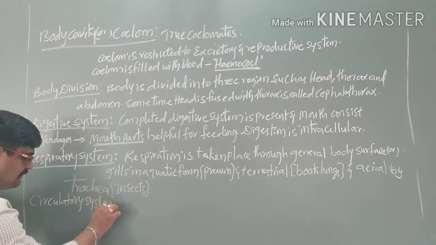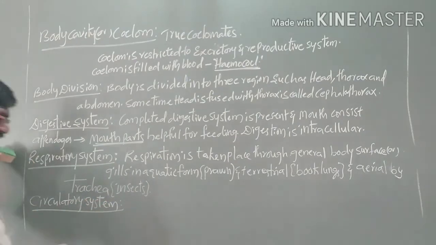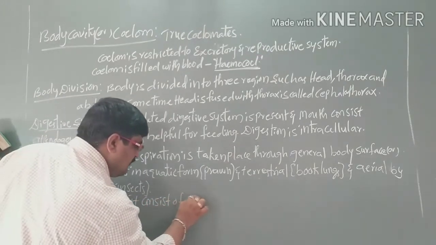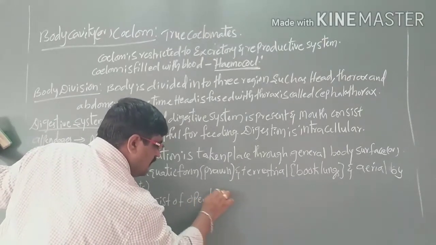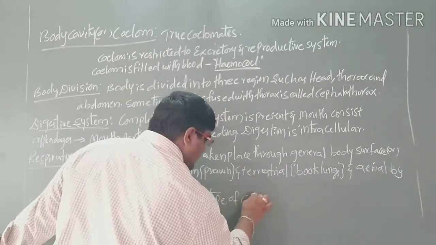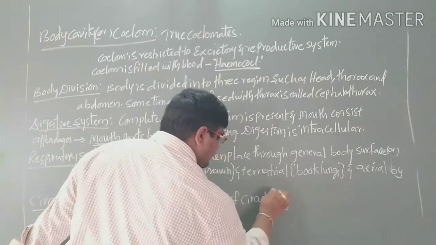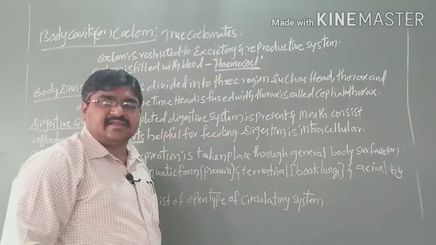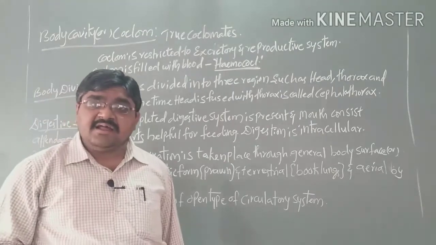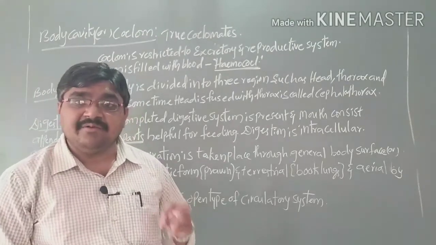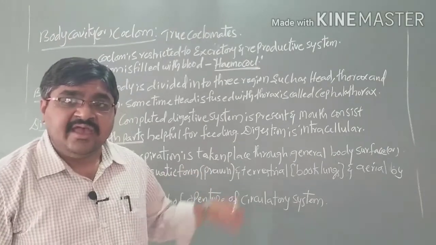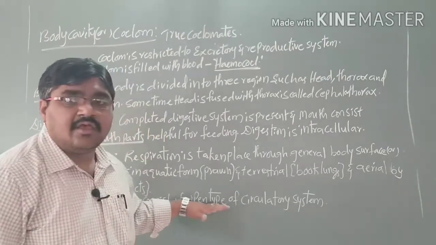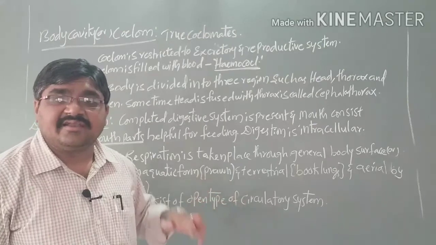Circulatory system. Here, the circulatory system is of the open type. Open type of circulatory system means the blood passes directly to the sinuses. That means blood vessels are not present. Directly the blood passes to the cavities or sinuses, to the body parts. So we can call it the open type of circulatory system.